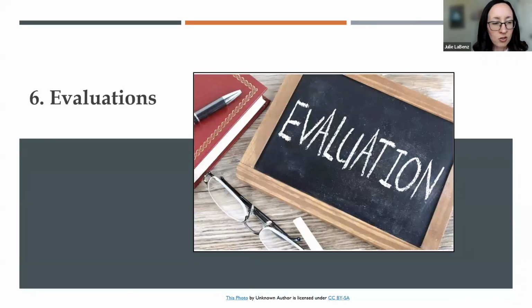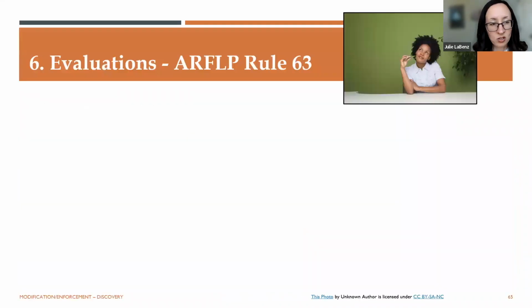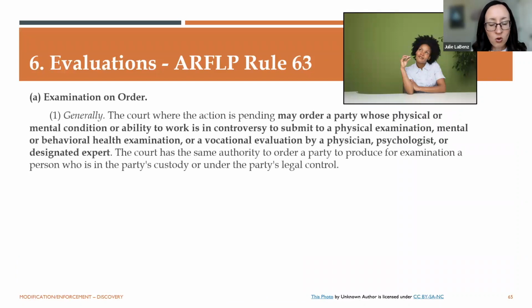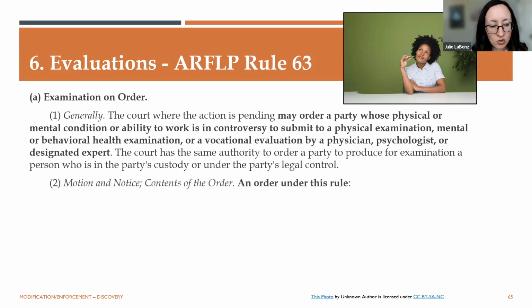All right, another discovery tool are evaluations. So this is under Rule 63. The court where the action is pending may order a party whose physical or mental condition or ability to work is in controversy to submit to a physical examination, mental or behavioral health examination, or a vocational evaluation. So this happens on motion.